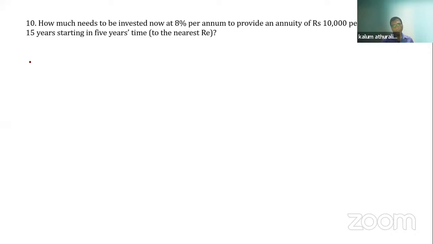Right. This is the next type of annuity. How much needs to be invested now at 8% per annum to provide an annuity of 10,000 per annum for 15 years, starting in 5 years' time, to the nearest rupee. This is a very important point. Starting in 5 years. Then how to solve this type of question?